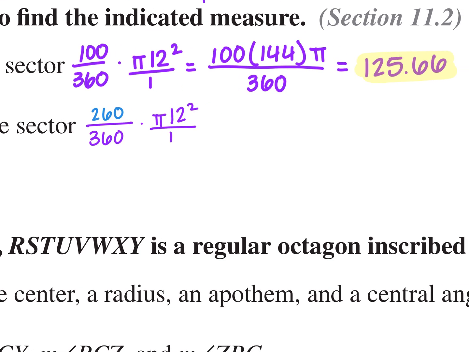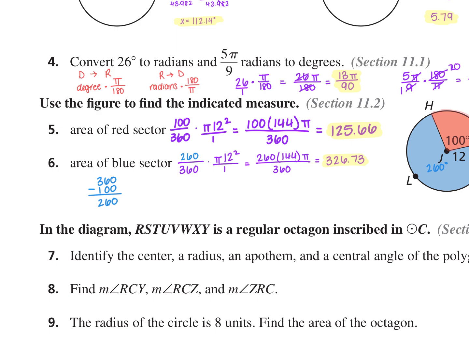Yes, you could simplify before you multiply. It's up to you. But I'm just going to go ahead and bring everything else across. 260 times 144 times pi over 360. If you solved it correctly, it should be 326.73. So you have to remember your formulas.